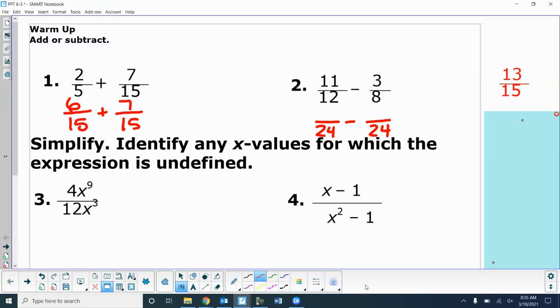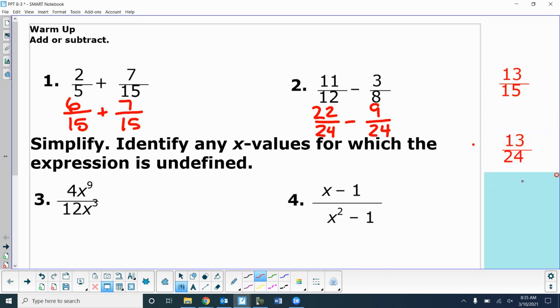All right, so what times 12 is 24? 2. So what's my numerator now? 22, 2 times 11. What times 8 is 24? 3. So the new numerator is 9. And 22 minus 9 is what? 13.